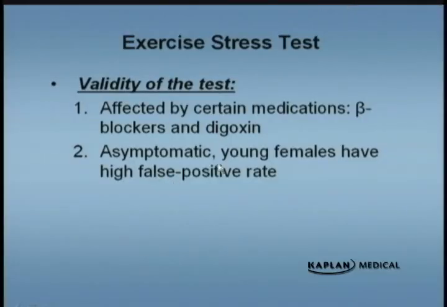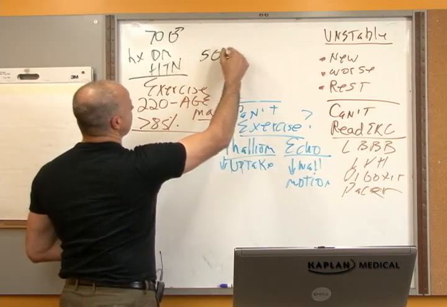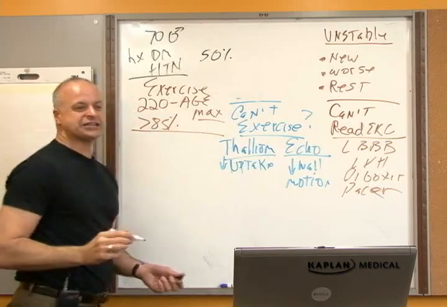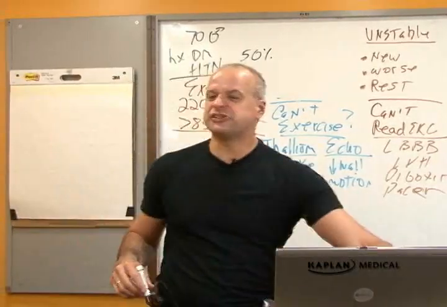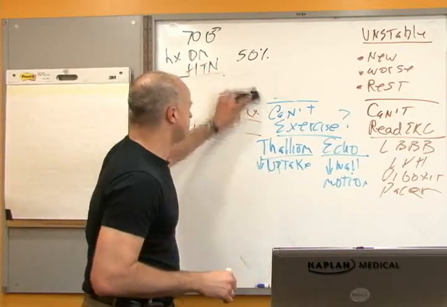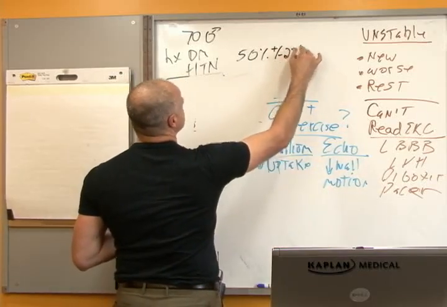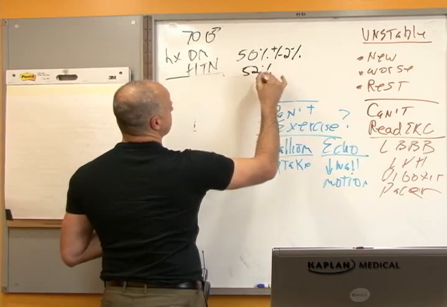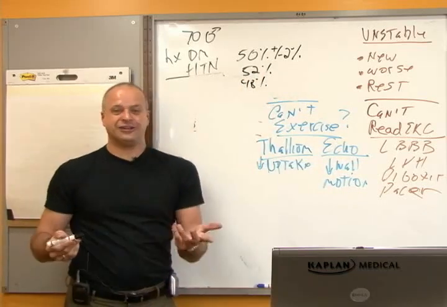Now, the story here about false positives in young females is really a statistical story. If we had a 70-year-old man with diabetes and hypertension, and he has exertional pain, he probably has a 50% chance of having coronary artery disease. So let's say there's a false positive rate on the stress test of plus or minus 2%. False positive, false negative, that means 52%, 48%. If this guy has a positive test, it's going to be real.